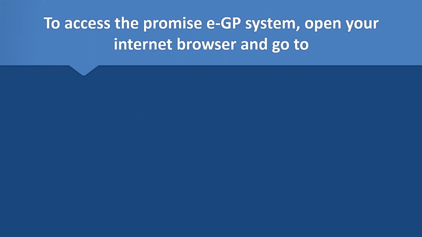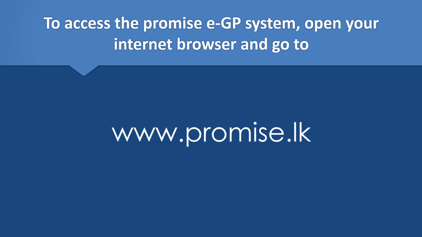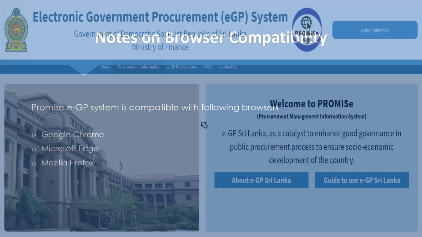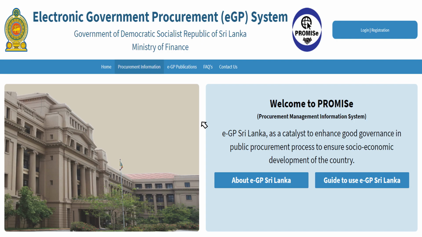To access Promise CGP System, open your internet browser and go to www.promise.lk. Notes on browser compatibility. Promise CGP System is compatible with the following browsers: Google Chrome, Microsoft Edge, Mozilla Firefox. Browsers not listed in this video may display screen elements incorrectly or have functionalities not working properly. After accessing www.promise.lk, click on the login link.